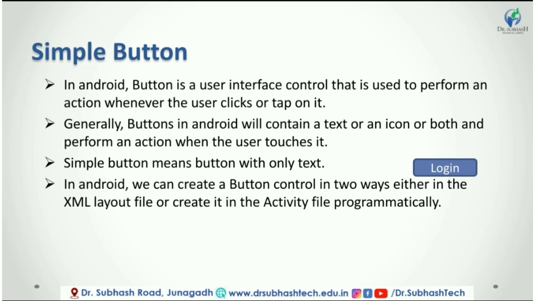In Android, a button is a user interface control that is used to perform an action whenever the user clicks or taps on it. Generally, a button in Android will contain a text or an icon or both and perform an action when the user touches it. Following is the figure of using a button in an Android application.